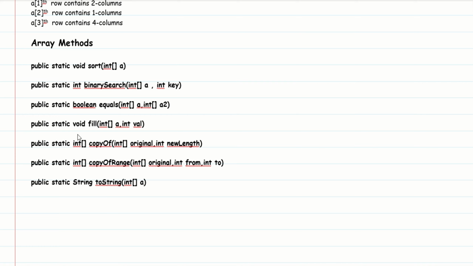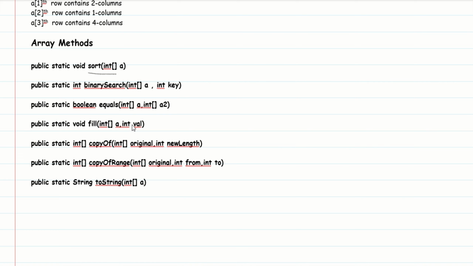So we have a sort method. It's a simple method which helps to sort the specified array into ascending numerical order. Then we have binary search, which searches the specified array of ints for a specified value using the binary search algorithm. Then we have equals, which returns true if two specified arrays of ints are equal to one another. Two arrays are considered equal if both arrays contain the same number of elements and all corresponding pairs of elements in the two arrays are equal.